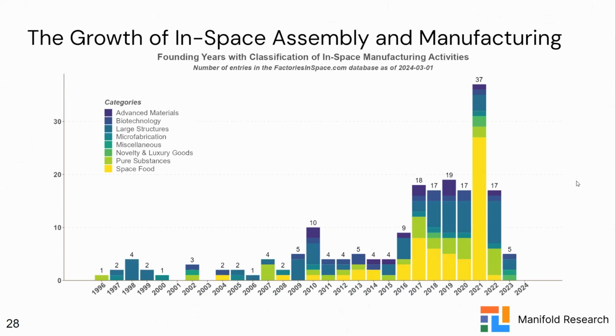Right, so the domain of our project is the in-space assembly and manufacturing market. And this market is growing across multiple industries. In particular, we can note that the large structures category, which is shown third from the top of each column, is consistently one of the most prolific and quickly developing industries in this market. Next slide.